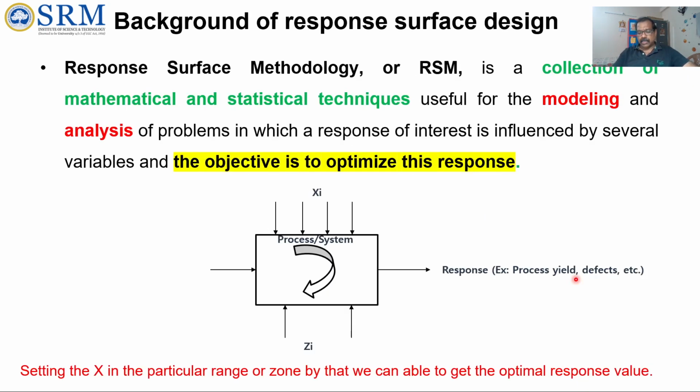So a bit of background. RSM, or response surface methodology, is a collection of mathematical and statistical techniques, which is useful to model and also to analyze problems in which the response of interest is influenced by many variables. The main objective of RSM is to optimize the response. We need to reduce the error value or optimize the response. How we are going to optimize the response using the RSM technique is the challenge in front of us.